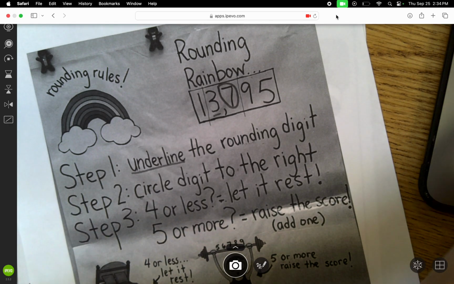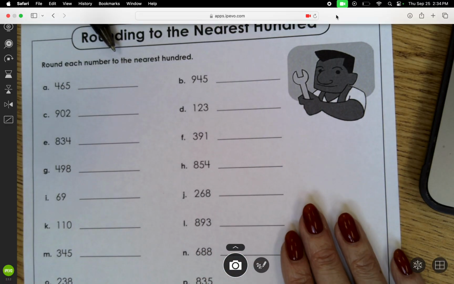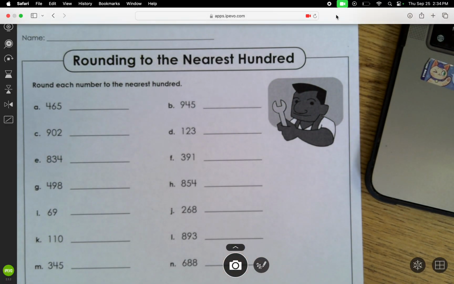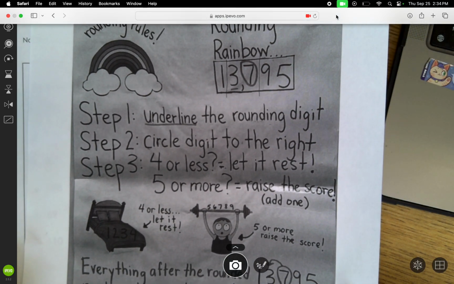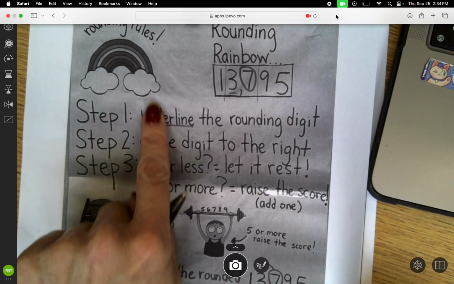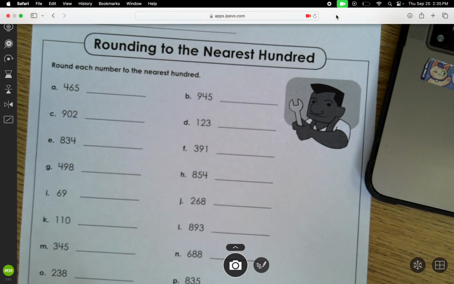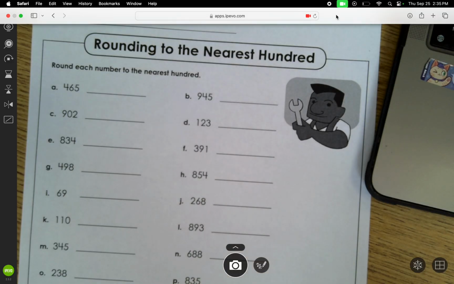Go. It's homework time. Okay, so for homework tonight, you have this worksheet, rounding to the nearest hundred. I also gave you a copy of our rounding rules. This is our anchor chart that's on my board. You're also going to read 20 minutes and log it, and you should have done that Monday, Tuesday, Wednesday. Today is Thursday, so this should be your 4th day of reading 20 minutes.